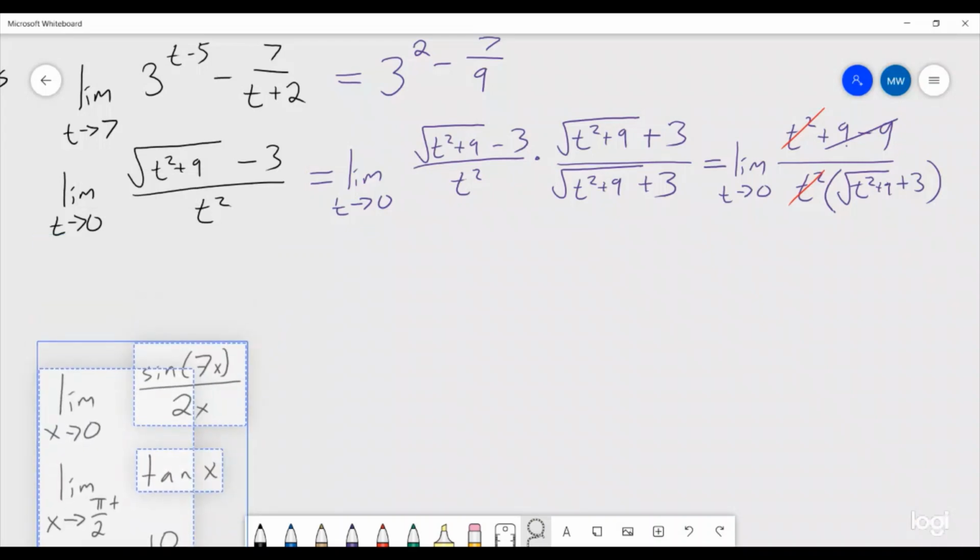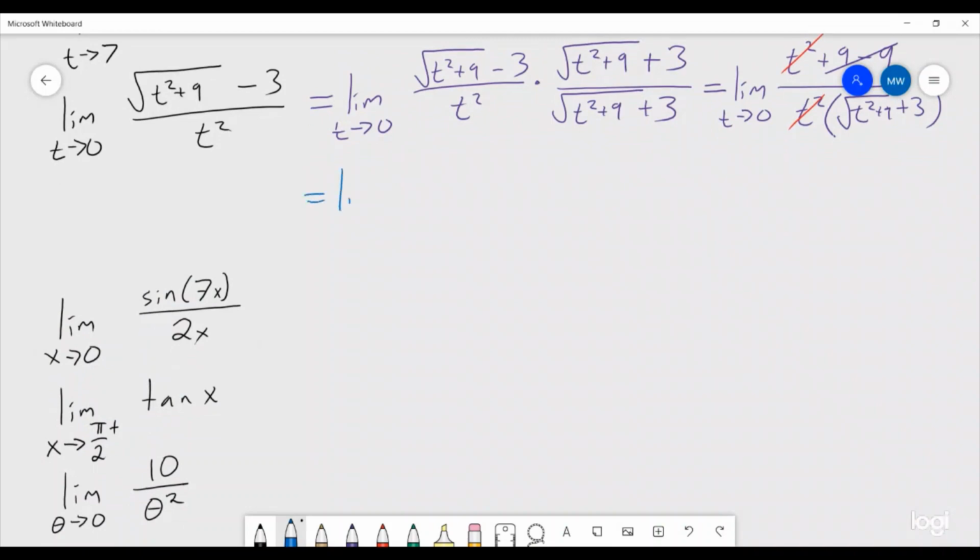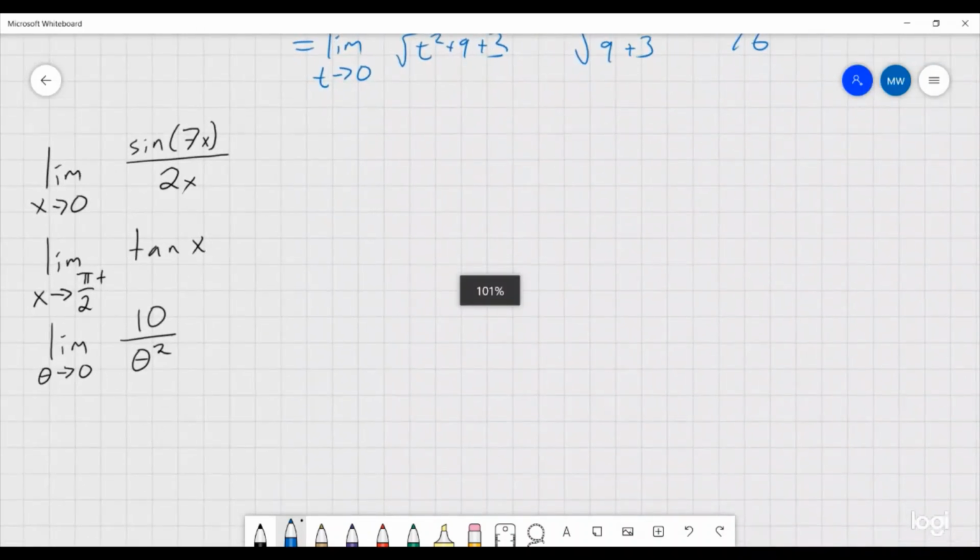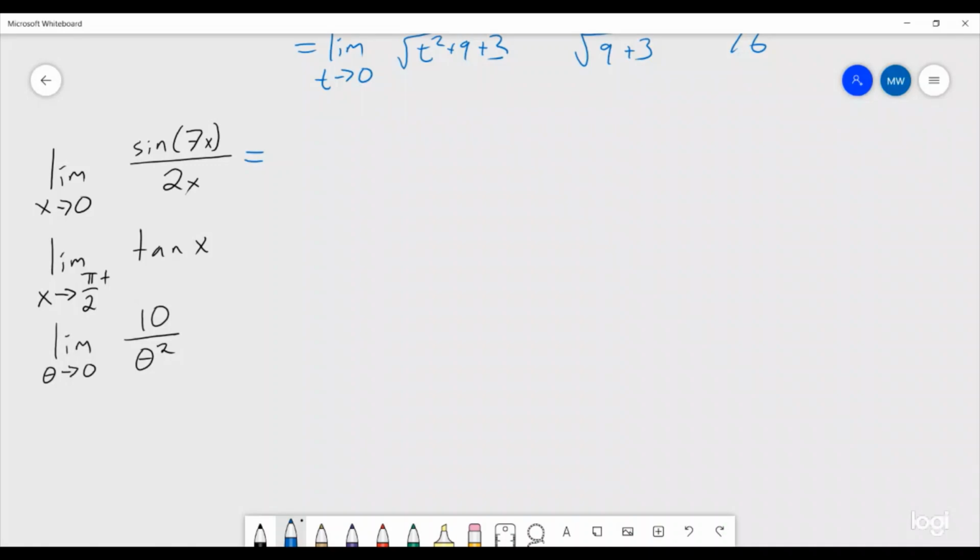So what we are left with is the limit as t goes to 0 of 1 over the square root of t squared plus 9 plus 3. Now we can plug in 0, and we get 1 over the square root of 9 plus 3. So this is 1/6. Okay, for this next one, we're going to need some properties that we remember. Remember, the limit of sine x over x goes to 1. So let's force this to have a sine of 7x over 7x.